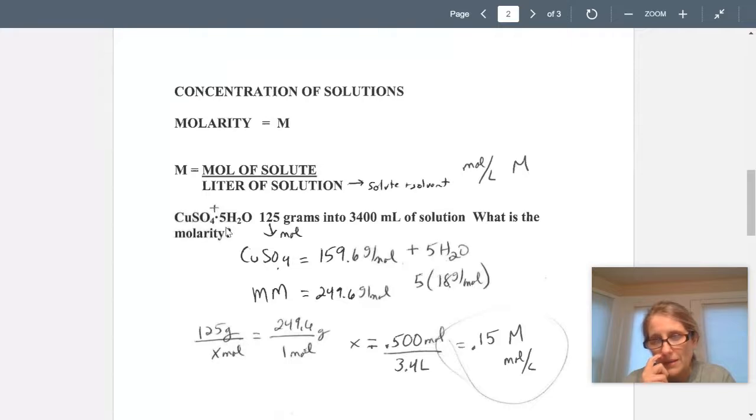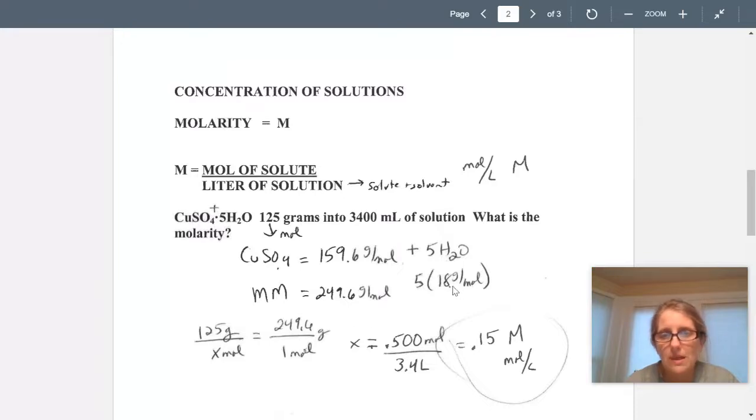So what you're trying to figure out is what is the molarity if I have 125 grams into 3,400 milliliters of solution. So what you have to do first is convert the grams to moles. And what you have to recognize is if I add up a copper, a sulfur, and 4 oxygens, I get around 159.6. But I have an additional 5 water molecules. And whenever you have a hydrate, it is a plus sign. That little dot there means it's attached, but it doesn't mean multiplication.